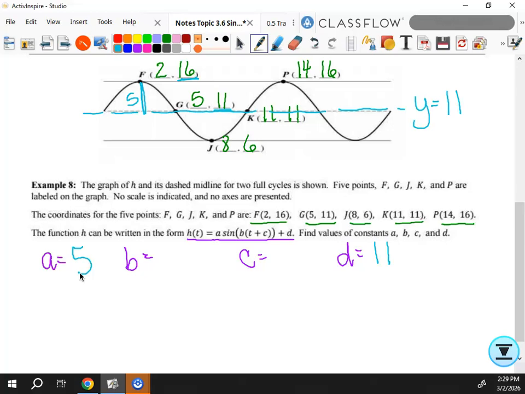Okay. Then B has to do with the period, right? So here's the period. I can start here and end here, even though it says it's sine, it doesn't matter. That's the easiest place to start and end. So the period, what do I look at? The inputs or the outputs? The inputs. So what is the period? 12. Go from 2 to 14, it's 12. So I take 2 pi divided by 12. That gives me pi over 6.